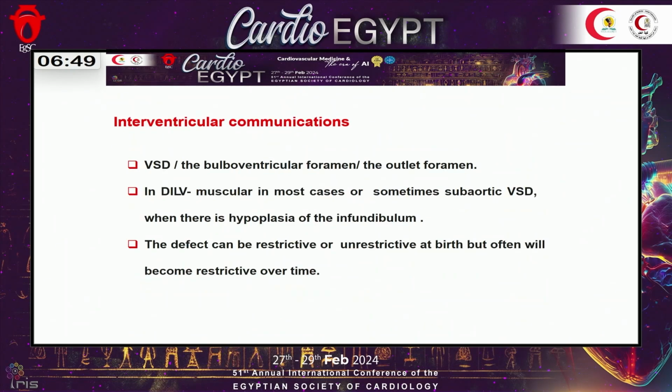The interventricular communication is either a ventricular septal defect, which is usually muscular type in double inlet left ventricle, or a bulboventricular foramen. It can be unrestrictive or become restrictive later on with time, or after pulmonary artery banding, when it usually becomes restrictive.